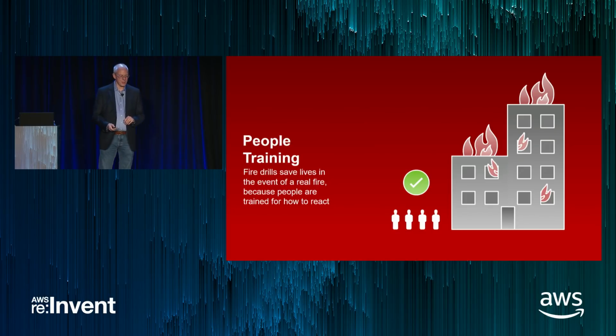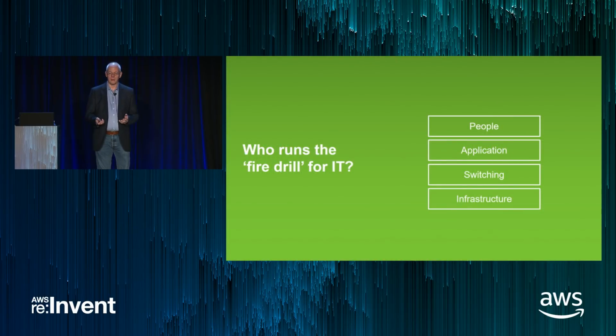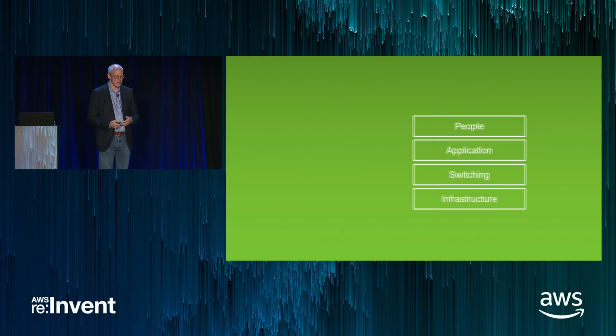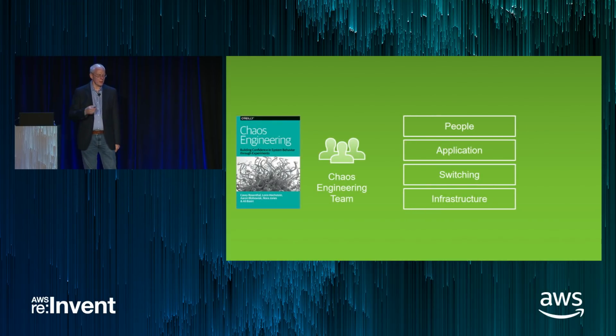So how do we do this? So the problem is, who's running the fire drill for IT, right? We don't go through these training exercises. And this is where this sort of idea of chaos engineering comes up, and there's probably some other talks this week from the Netflix folk about this. And actually you'll see Nora Jones is one of the authors here in Werner's keynote on Thursday morning.